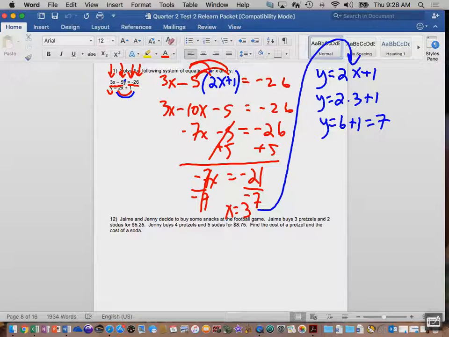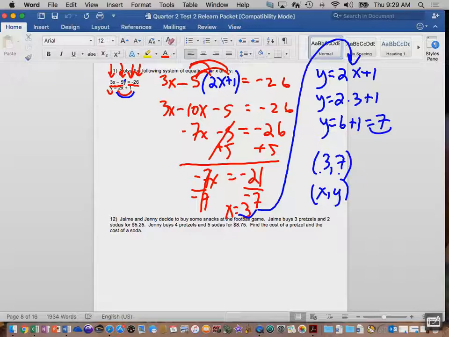Sometimes I like to ask the question, if they were graphed, what coordinates would they cross at? The answer to that would be (3, 7), because any point is (x, y). The x is 3, the y is 7. (3, 7). Okay?